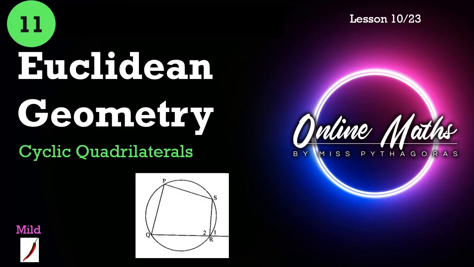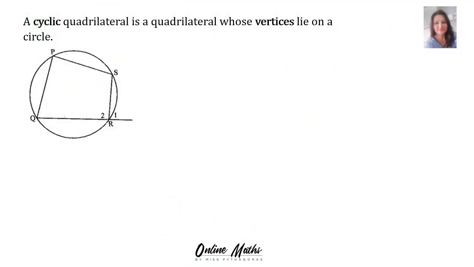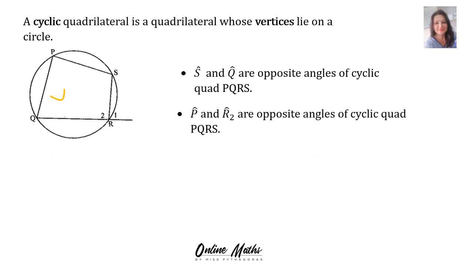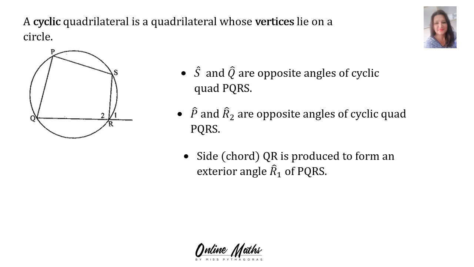Hello everybody, in this lesson I will introduce the cyclic quadrilateral theorems. A cyclic quadrilateral is a quadrilateral whose vertices lie on a circle. Angle S and Q are called opposite angles of a cyclic quad PQRS. P and R2 are also opposite angles of a cyclic quad PQRS.